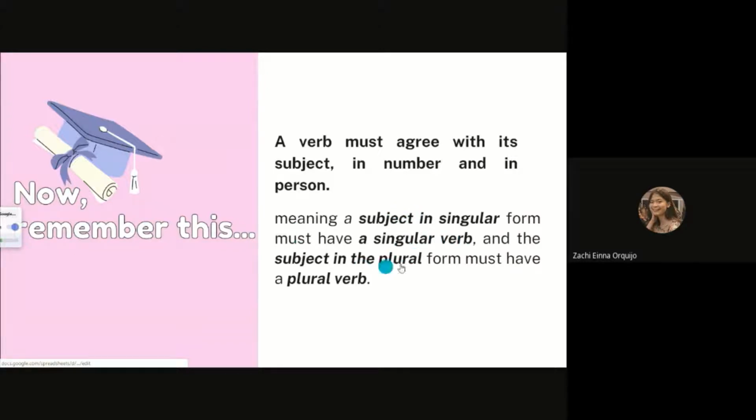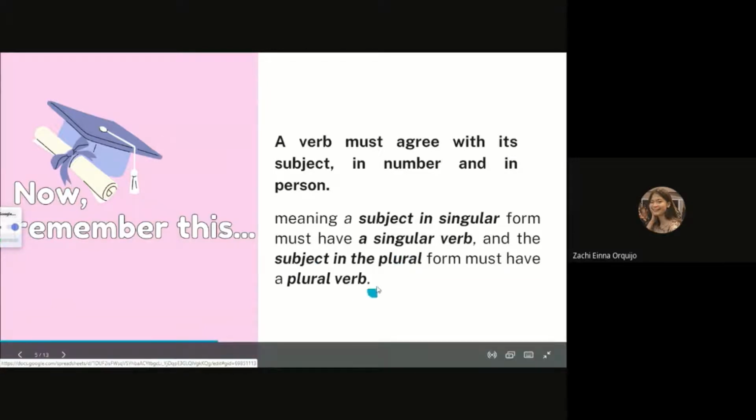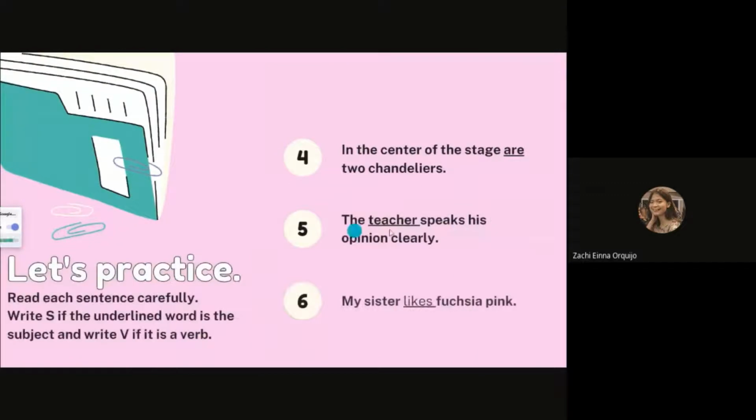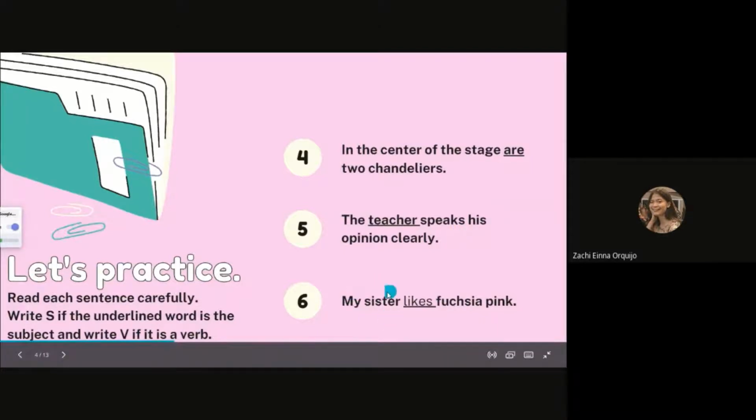And if ang subject ay plural, ibig sabihin two or more or dalawa or higit pa yung pinag-uusapan, kailangan plural din yung verb. Minsan, kapag magiging plural yung verb, hindi natin dinadagdagan ng S or ES. Katulad neto, the teacher. So, hindi naman sinabing teachers. So, teacher isa lang. So, that's why the verb is singular. So, meron tayong letter S. The teacher speaks. Okay?